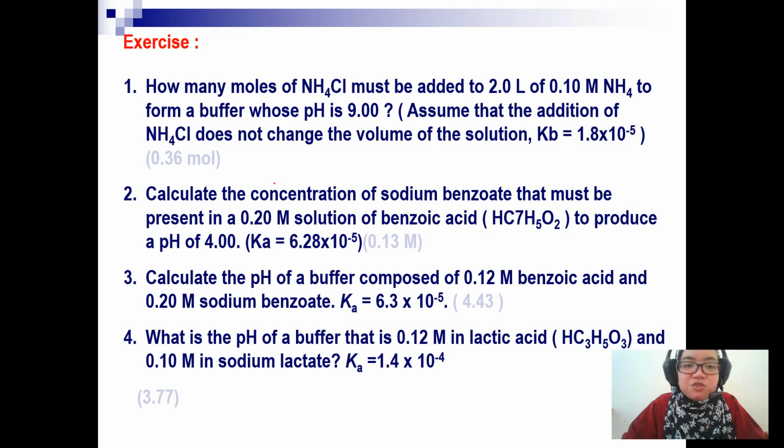This one you can try answer this. Okay, masa tutorial ke boleh buat. Okay, ataupun sebelum PSPM nanti you try buat lah soalan ni. Okay, so that you can understand more about this calculation of buffer solution. Okay, so we will continue in the next video untuk titration, acid-base titration.